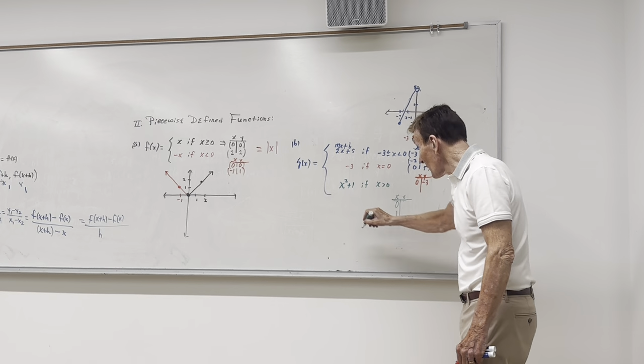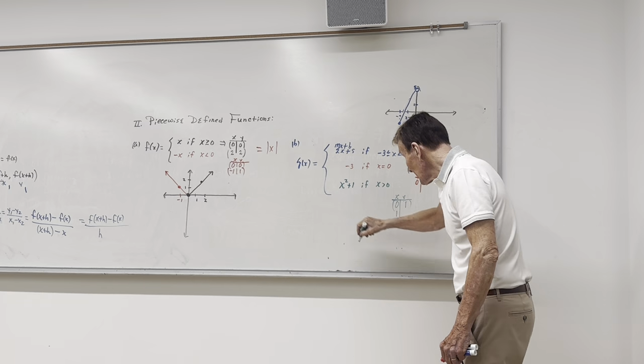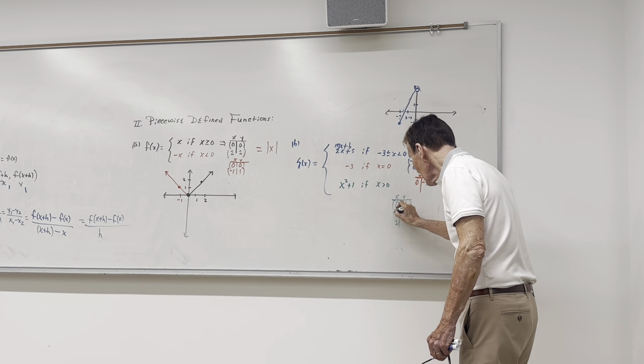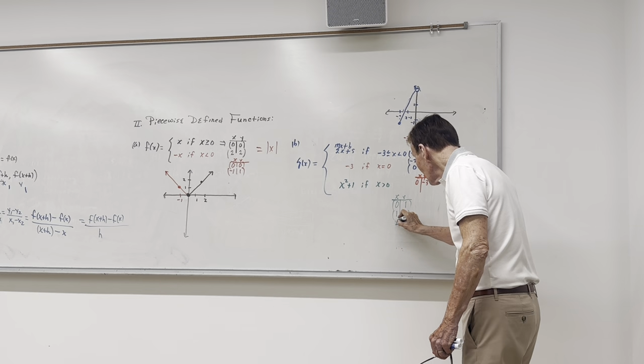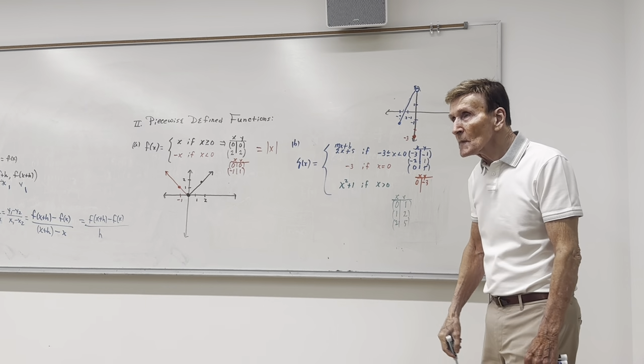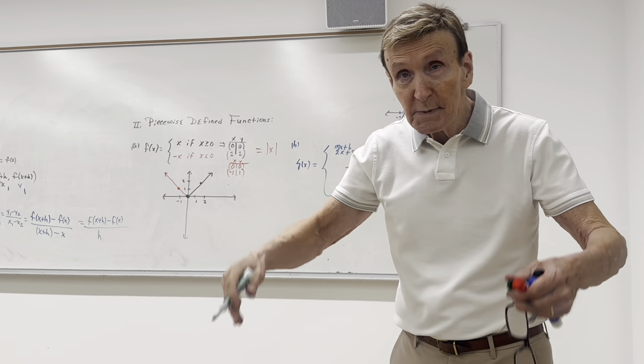Take 0 back, put it into my green. 0 squared plus 1 gives me a 1. Put a 1 into the green, gives me a 2. Just plug in numbers. Plug in a 2. 2 squared plus 1 gives me a 5. That should be enough. If not, go back and put more items in the table.